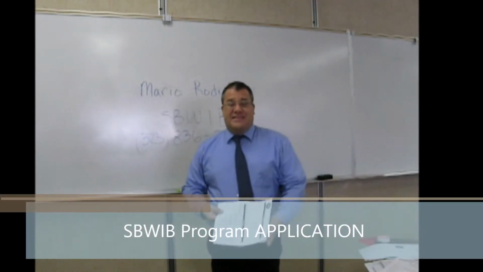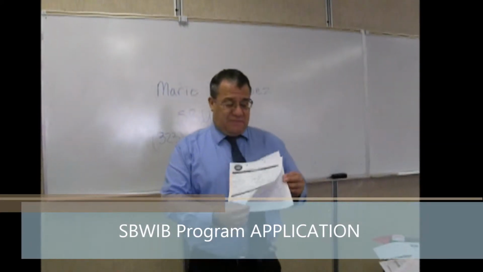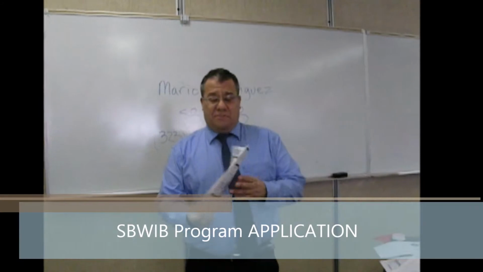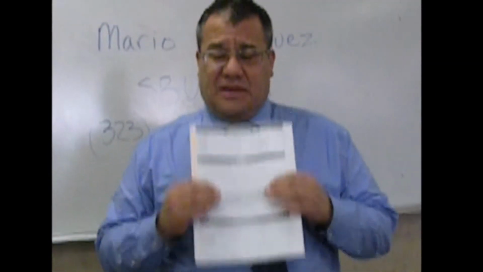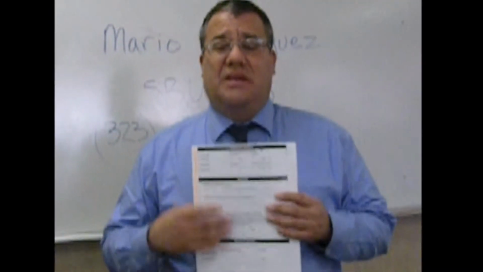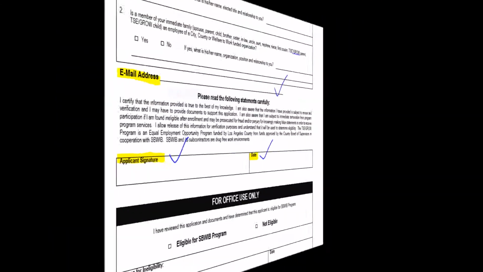The first form is the application. The application has all your contact information and personal information, and what's important about this form is that on the back it asks you for an email address. Really important that you give me your email address because that's what I'm going to use to send you job leads. You also need to make sure you sign and date the form.